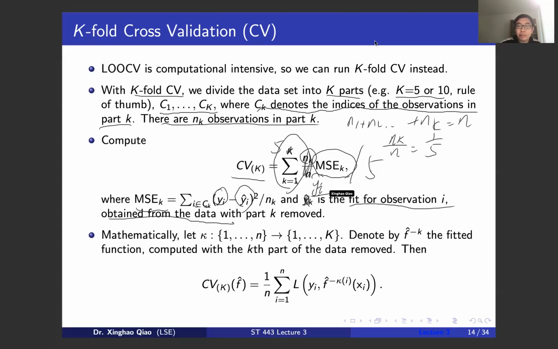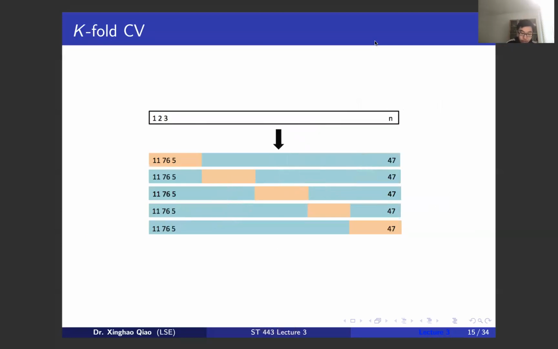Let me give you an illustrative example to illustrate the whole procedure. Suppose that we consider 5-fold cross-validation. That is, we randomly divide the data into 5 different folds. The first fold here, the orange colored part. In terms of the first fold, we treat the 11th observation, the 76th observation, and the 5th observation.